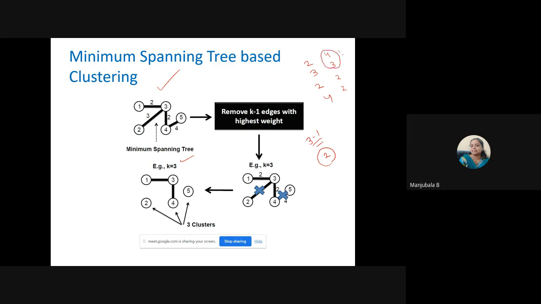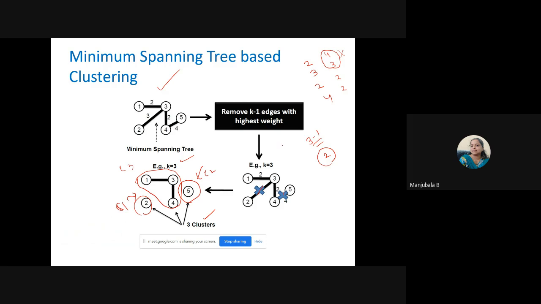So these 2 edges will be removed. Now you see, this is the 4, this is the 4, this is the 3. So these 2 edges you have to remove from the given graph. Now you are getting one component, one component, and one component. So how many clusters are you getting? 3 clusters. One cluster C1 contains the vertex 2. Another cluster C2 contains the vertex 5. And the cluster C3 contains the remaining vertices 1, 3, 4.